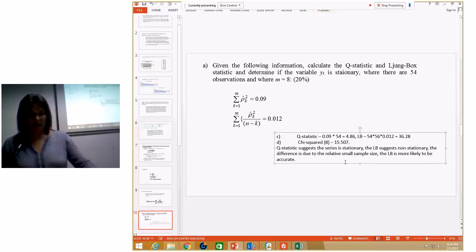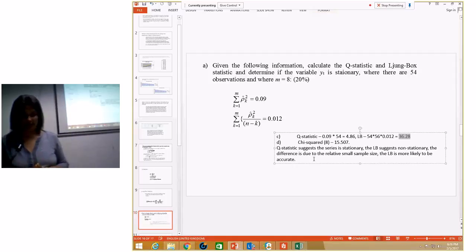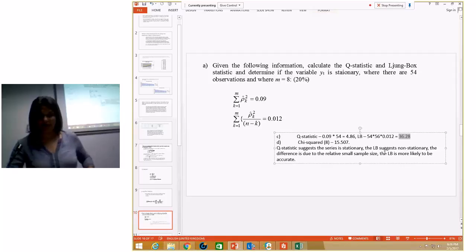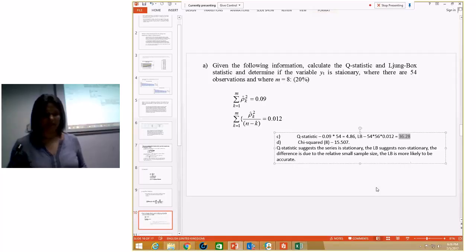It is from the table. Then the Q statistics suggest that the series is stationary, because it is less than the 5% chi-square value. Now the LB suggests that it is non-stationary, as the value is greater than 15.5. The difference is due to the relatively small sample size. Then the LB is more likely to be accurate, right?